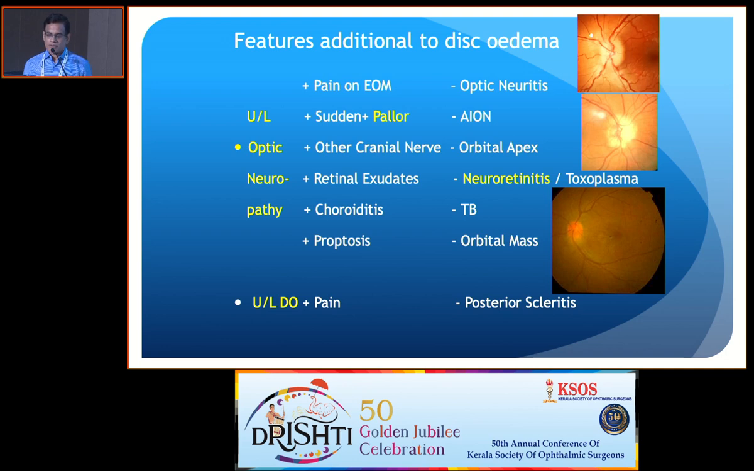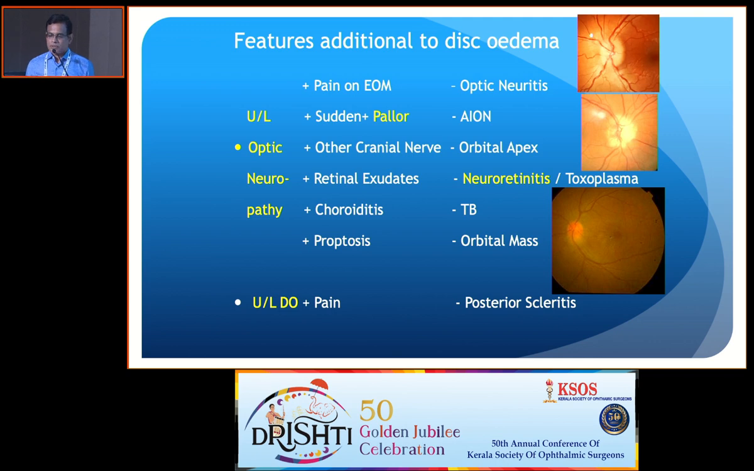The additional features, this is what I really like you to focus on. The additional features are very important. So when the history additional points are pain on extraocular movement, you're thinking optic neuritis. Severe pain, the bottom one, you're thinking posterior scleritis. If there's a pallid disc edema, like I've shown here, it is AION.